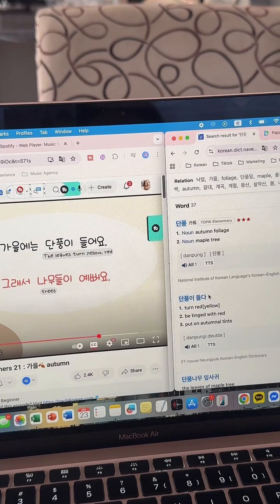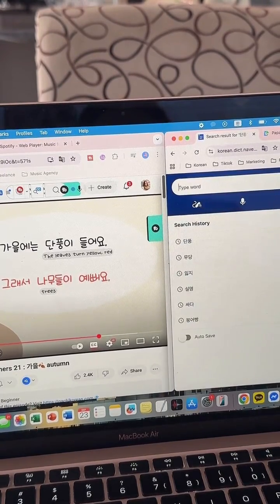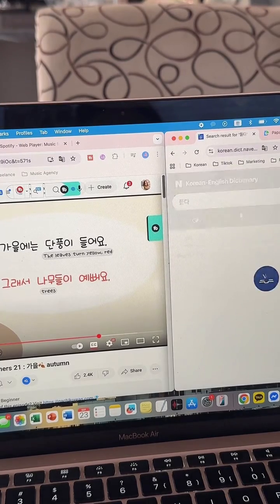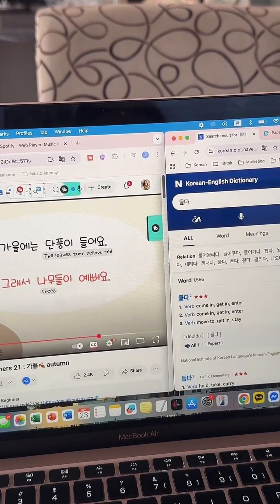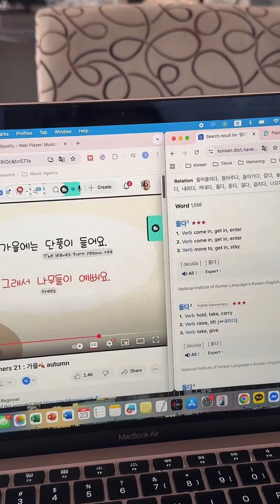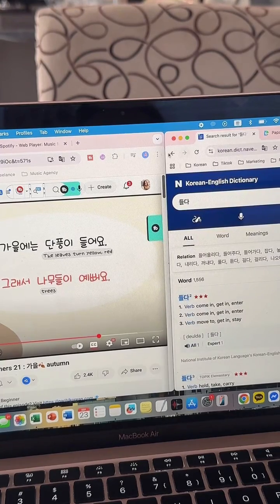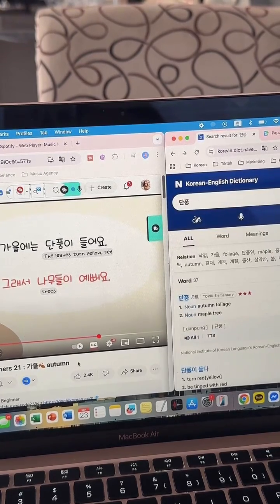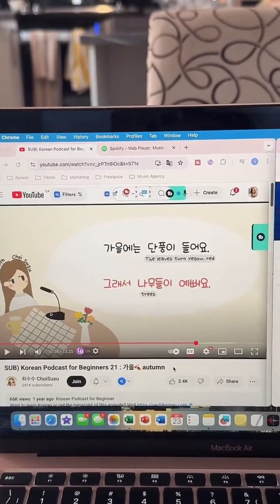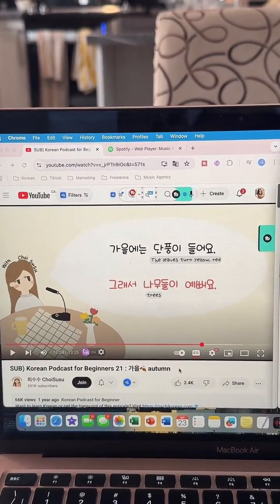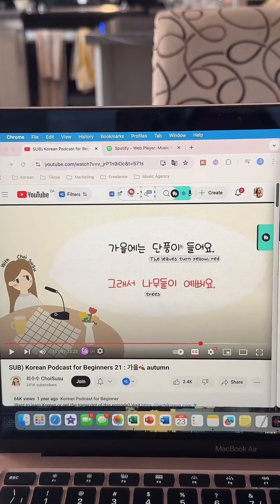단풍이 들다. But 들다 would be like to turn. So is it just they turn like fall leaves? Would that be correct? Let me just make sure. Yeah, so I guess technically in English you would call that turning yellow or red, but in Korean they would say turning like autumn leaves. So I think this is kind of like an expression.